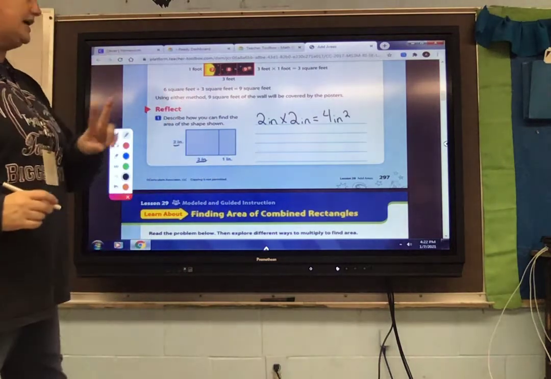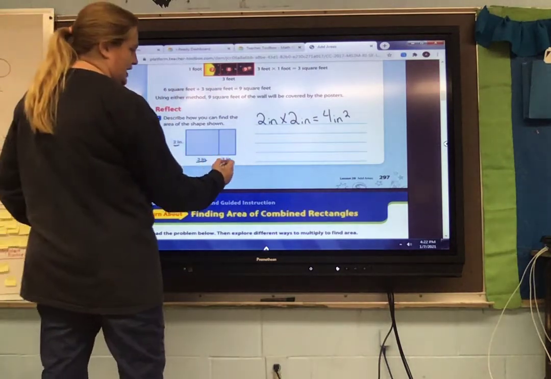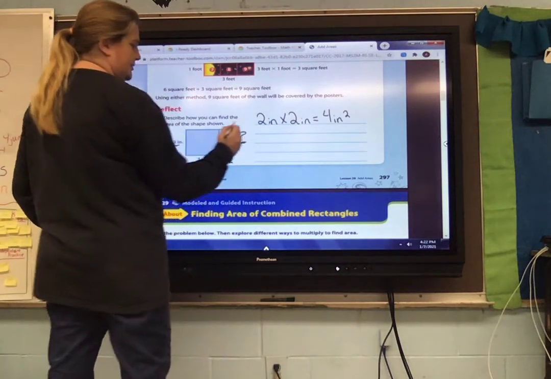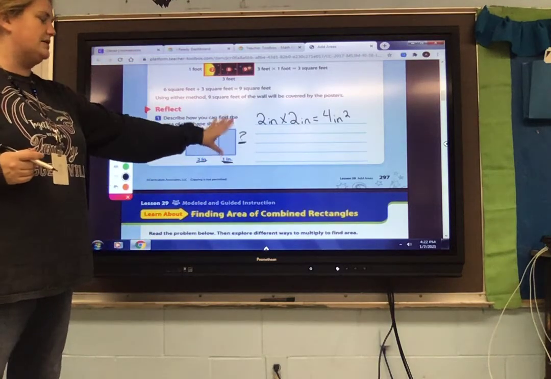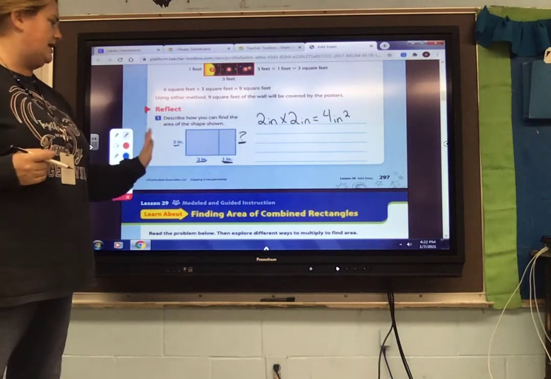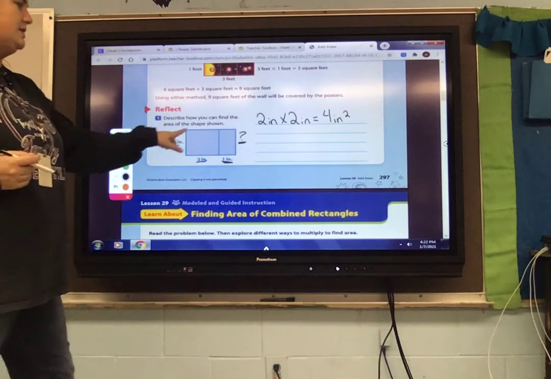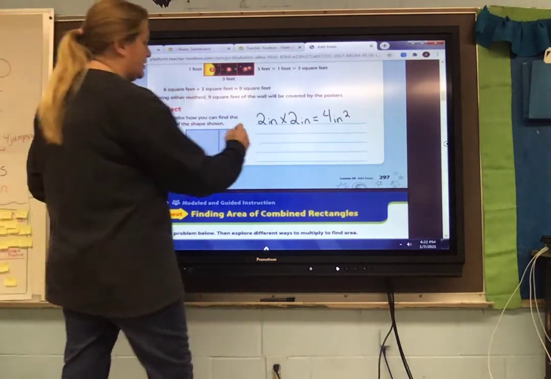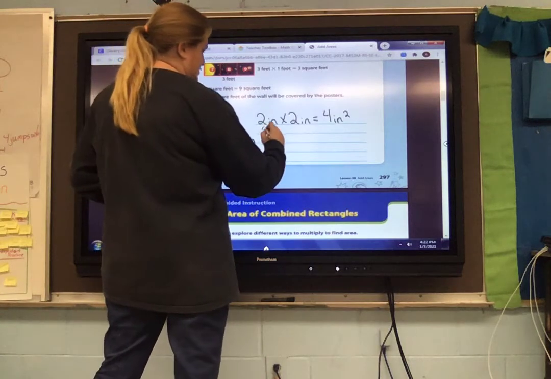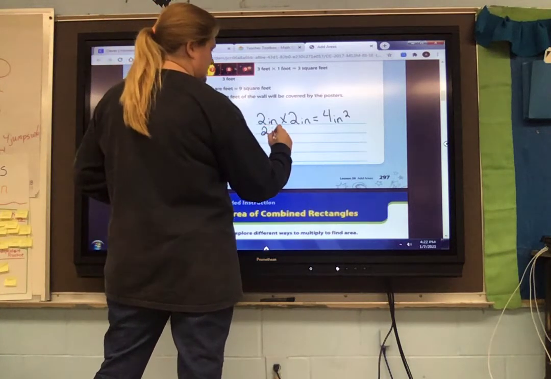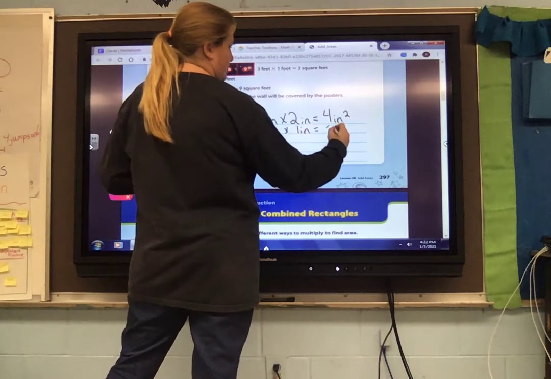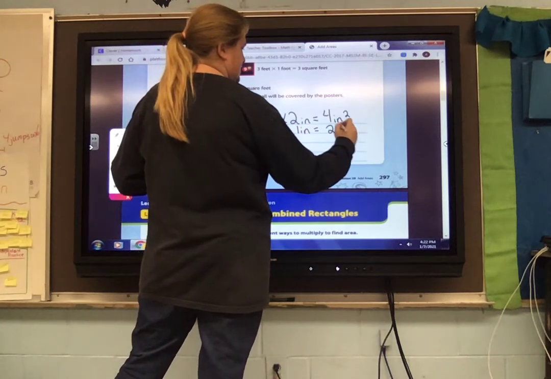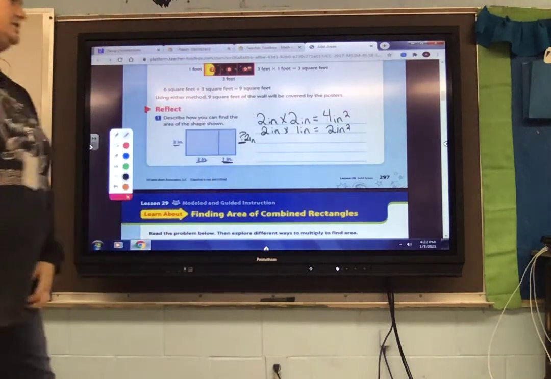And then we have a second rectangle that is 1 inch and something. What's going to have to go over here? Remember, the whole thing makes a rectangle, which means those 2 sides are going to have to match. So if this is 2 inches, what's going here? 2 inches. So 2 inches times that 1 inch at the bottom will also give us 2. 1 times 2 or 2 times 1 is 2.